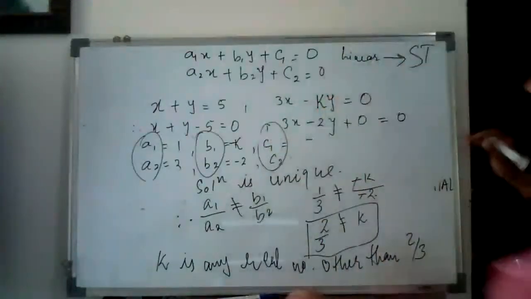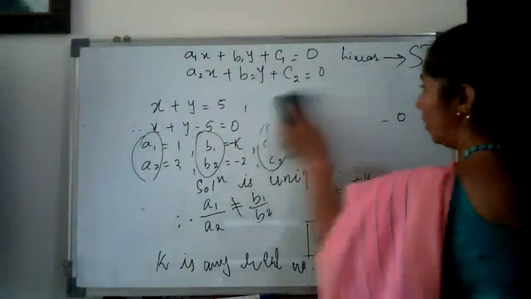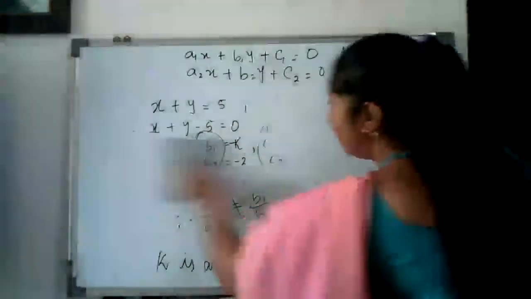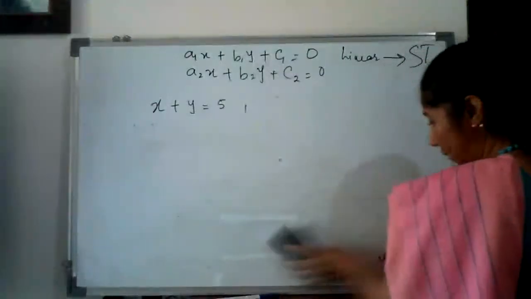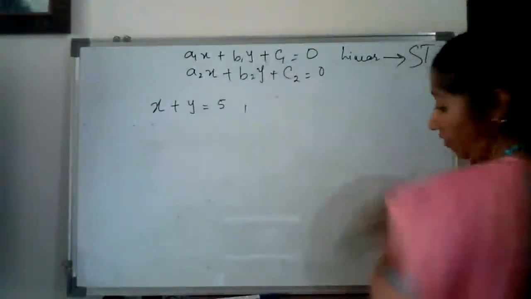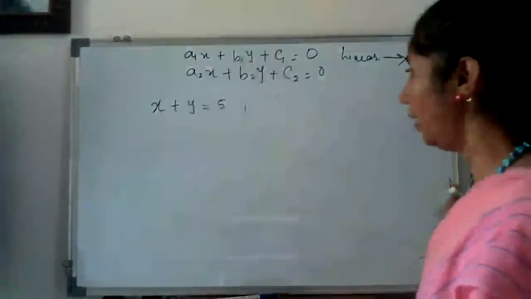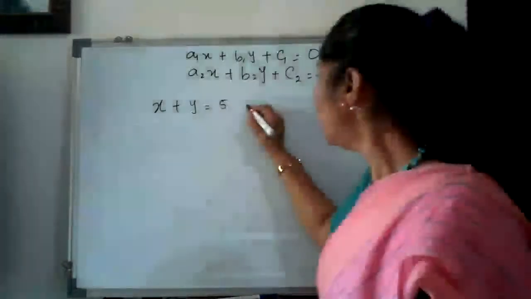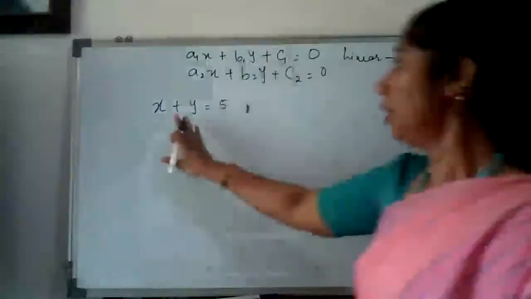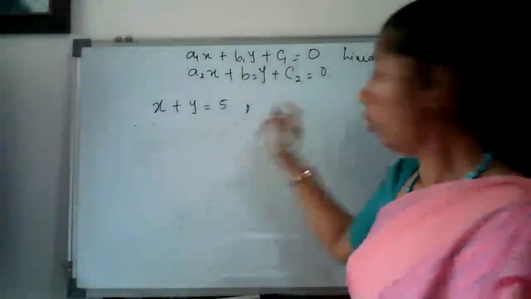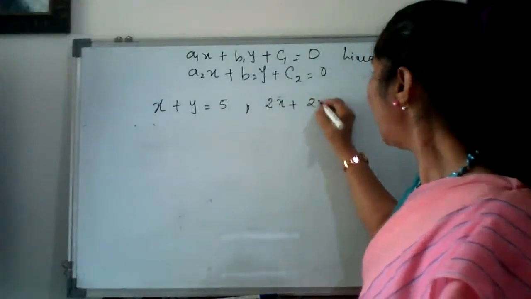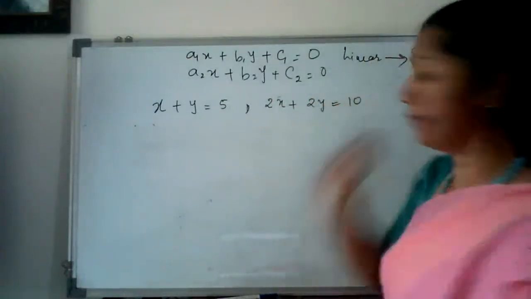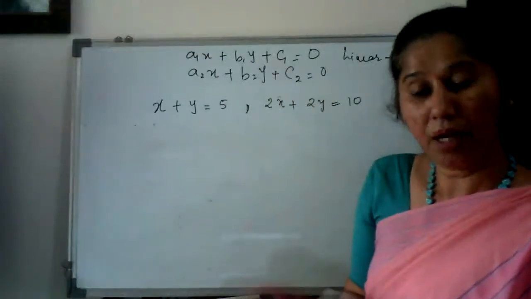So let's go with another condition. Okay, मैं इसी को थोड़ा सा सिंपल वे के लिए आपके लिए कंटिन्यू कर रही हूँ. So let's take another example. Okay, मैं यहाँ पे ग्राफ नहीं ड्रॉ कर पा रही हूँ, really sorry for that, but you can check it later also. x + y = 5 और मैं दूसरा इक्वेशन ले रही हूँ 2x + 2y = 10.